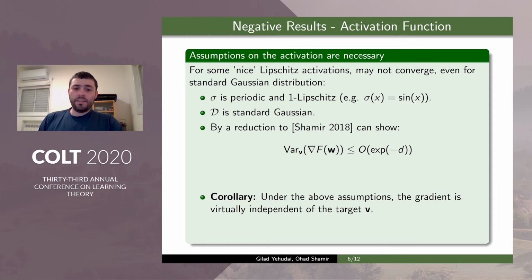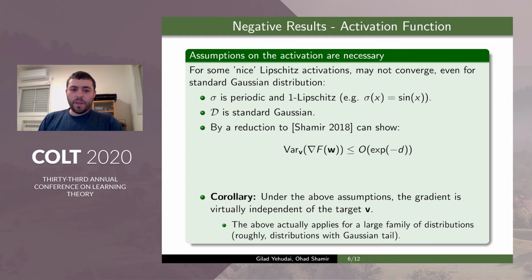The corollary of that is that under the above assumptions, that sigma is periodic and the input distribution is standard Gaussian, the gradient is virtually independent of the target vector v. So this means that in a sense w will not be able to learn the target vector, because the gradient is just independent of any target vector. And I'll just mention that the above actually applies for a very large family of distributions, roughly distributions with Gaussian tail.